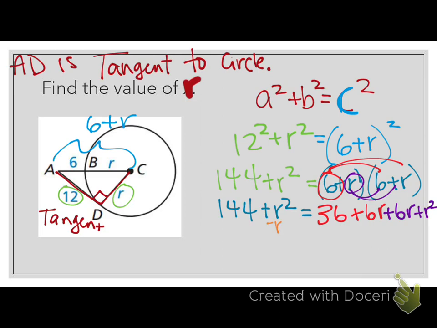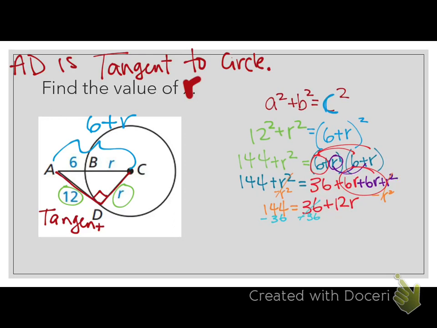What happens when we subtract the R squared? It cancels on both sides. I'm going to drop down the 144 equals 36. What is 6R plus 6R? 12R. And then my next step, subtract 36. What is 144 minus 36? It is 108 equals 12R, divided by 12, and the radius is 9.